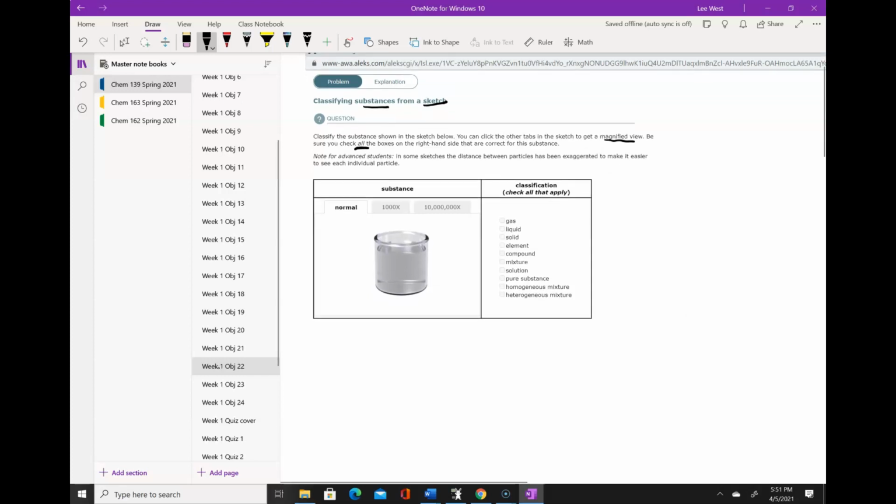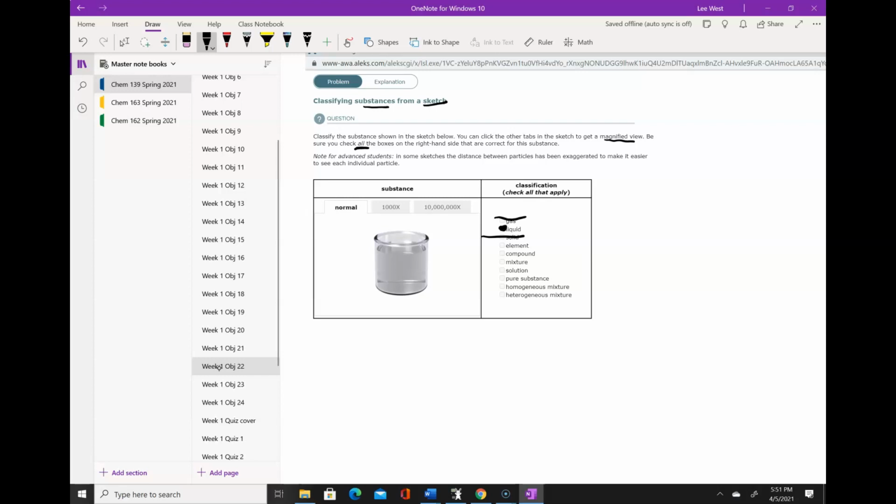Okay, so just looking at the normal view, what can we decide about it? Is it a gas? Well, it's not a gas, because if it was a gas, it would be poof, gone. So that's gone. Is it a liquid? It is a liquid. Yeah. Is it a solid? No, it can't be both a liquid and a solid. Is it an element? Can't tell. Is it a compound? Can't tell. Is it a mixture?